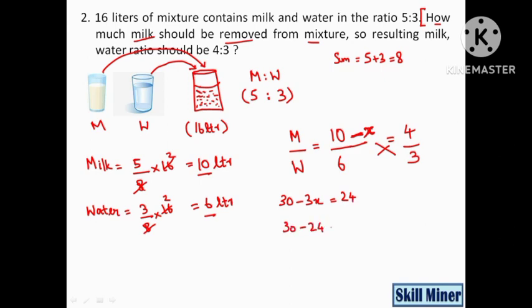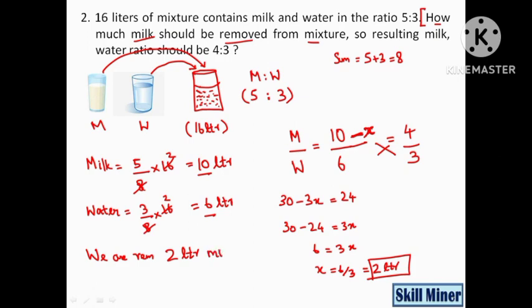30 minus 24 is equal to 3x. 6 is equal to 3x, which gives me x is equal to 6/3, which is 2 liters. So we are removing 2 liters of milk from the mixer, so that the milk water ratio will be 4:3.